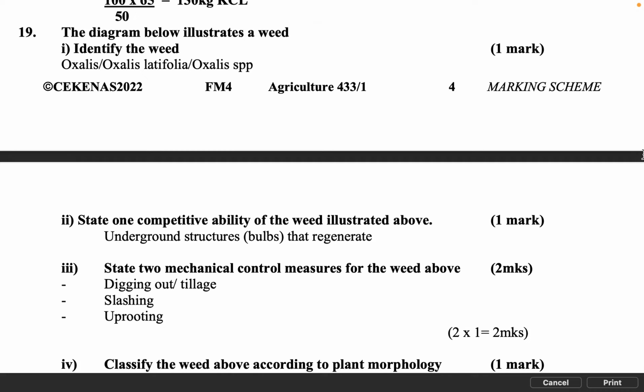The diagram below illustrates a weed. Identify the weed. 1 mark. Oxalis, Oxalis latifolia, Oxalis spp. State 1 competitive ability of the weed illustrated above. 1 mark. Underground structures, bulbs that regenerate.